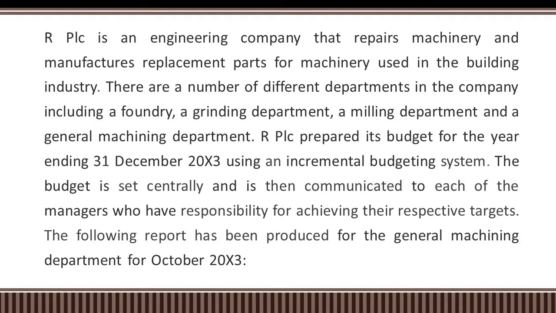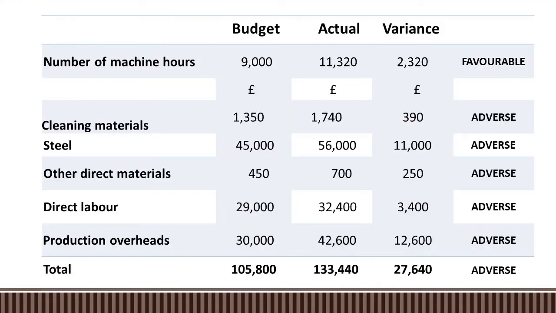The following report has been produced for the General Machining Department for October 2023. We can see that we have budgeted figures. This was the original budget which was set before October 2023, and then we have actual results which we receive after the end of October 2023, and then we have a variance. Now the variance is the difference between budgeted figures and the actual figures.